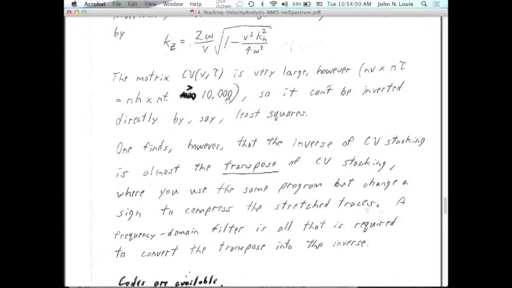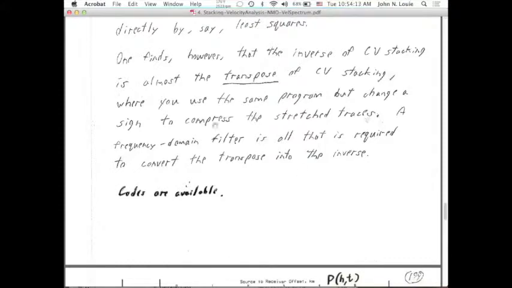And this constant velocity volume is not that large anymore, so we probably could invert it. But as we'll see later on, despite the difficulties we get with inverting a CV stack, the inverse of CV stack is very, very close to what you'll come to see as the adjoint or the transpose of CV stacking. What you do there is you have the same program, but you change a sign to compress the stretched traces, right?